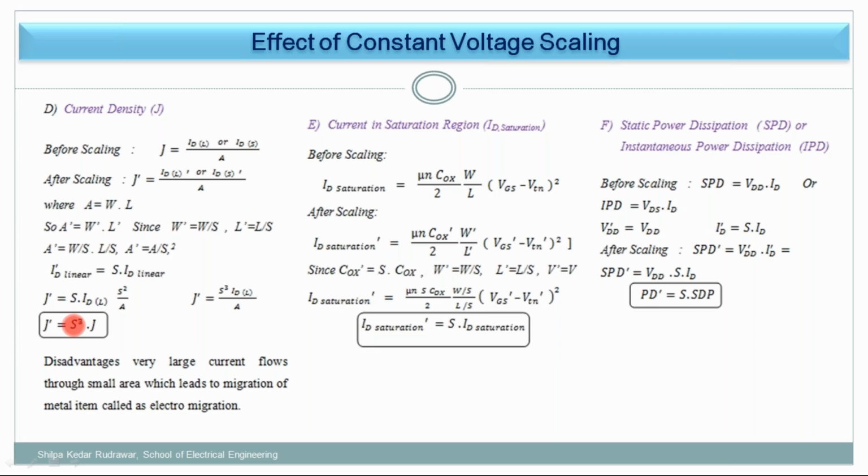Again, as the device shrinks, the wire thickness will be less. So the current flowing through that particular wire, having less thickness, is carried by this wire, and that's why it will wear out. It may happen because the thickness of the wire is reducing but the current density is increasing. So this is the biggest disadvantage of constant voltage scaling.